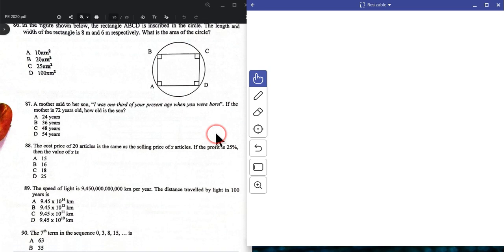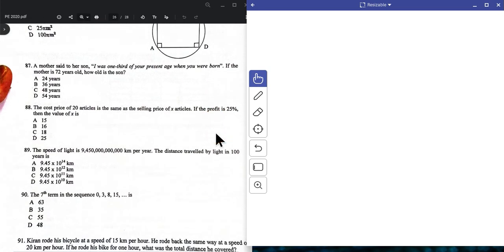Now let's look into question number 88. The cost price of 20 articles is the same as the selling price of X articles. If the profit is 25%, then the value of X is. In such type of question, what we need to do is assume some cost price. Let's assume that the cost price for 20 articles is 100 rupees.